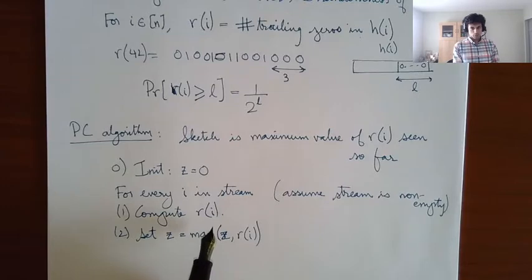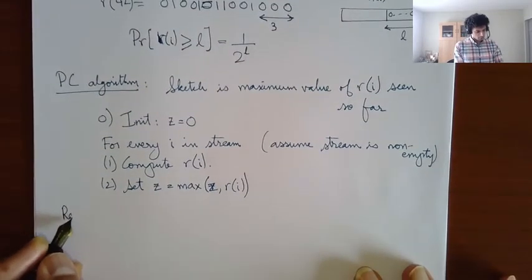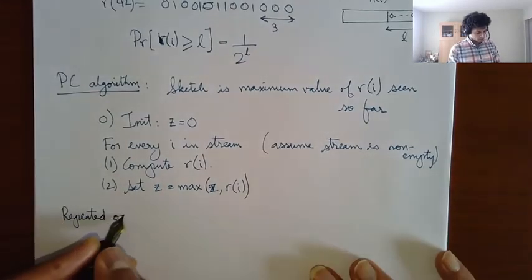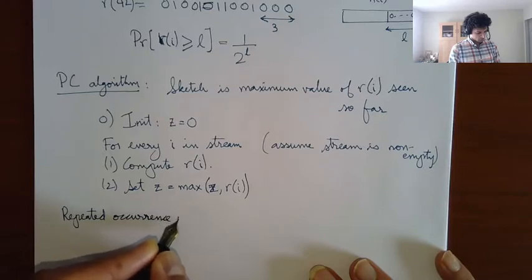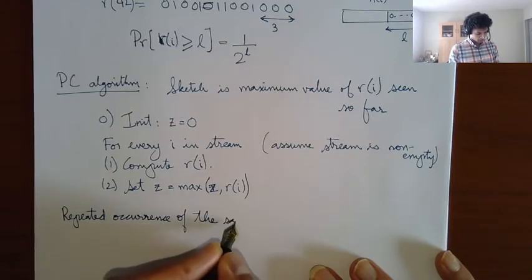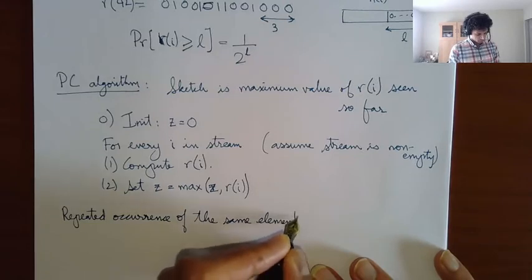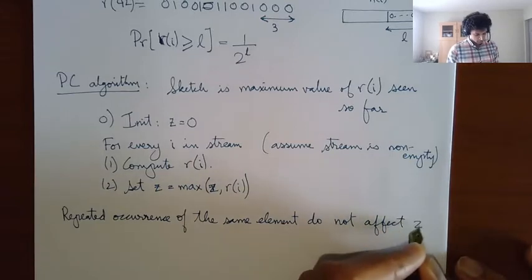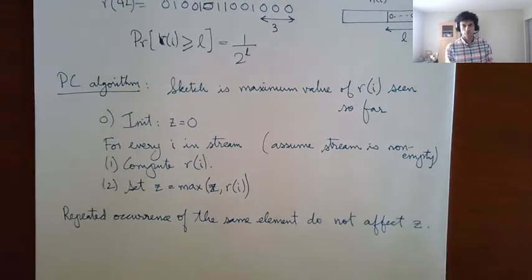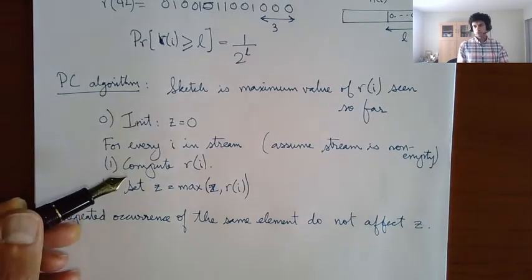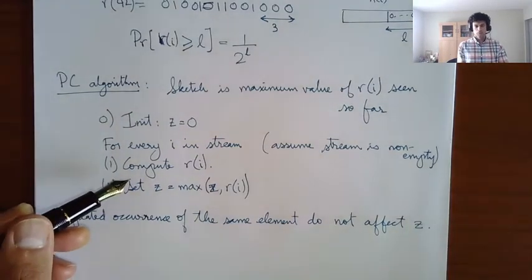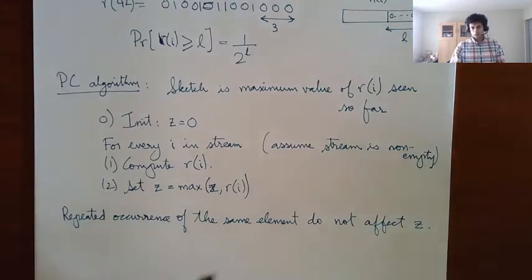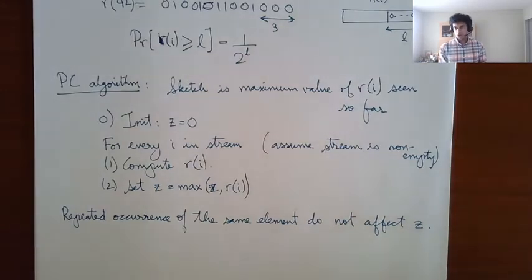Now note that repeated occurrences of the same element do not affect z. This is important. So if you see the same element over and over again, nothing is going to change, because you compute the hash value of that element, and clearly that cannot change the value of z. So repeated occurrences of the same element do not affect z.